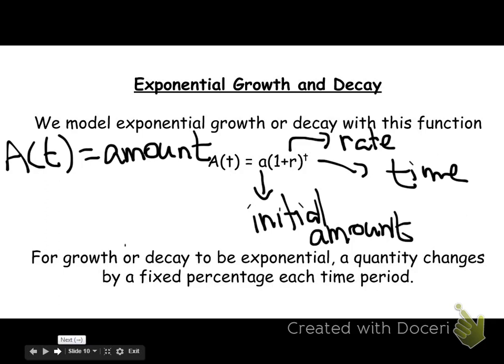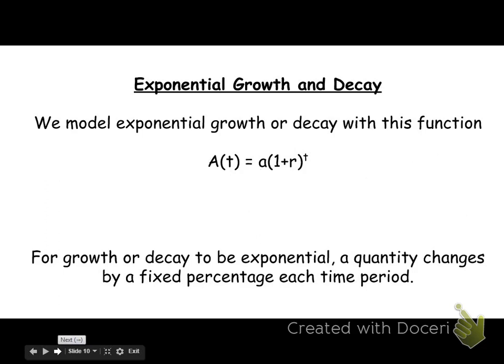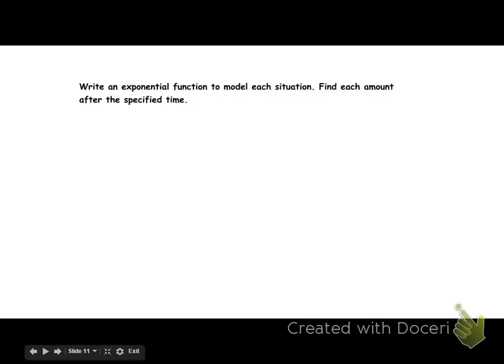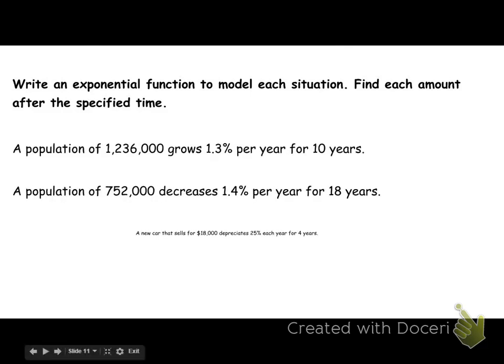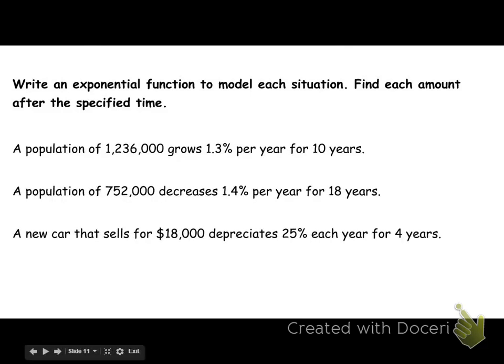Okay? All right. So let's get you some examples of what I expect you to do today. Write an exponential function to model each situation. Find each amount after the specified time. So as long as he tells us to write an exponential function, we know that we're going to be writing something in this line. A of t equals a times the quantity 1 plus r to the t power.